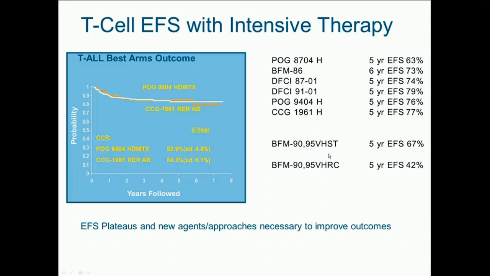And if you looked at the highest risk, BFM is a group in Germany that does absolutely fantastic work in leukemia, and they really increased the intensity of their therapy and actually even gave patients with T-cell disease a bone marrow transplant as a consolidation, and their event-free survival only increased to 67%, and those with chemotherapy had an event-free survival of 42%. So we were getting nowhere fast with T-cell ALL. So the EFS plateaued. There was a great need for new agents, new approaches to therapy for these patients.